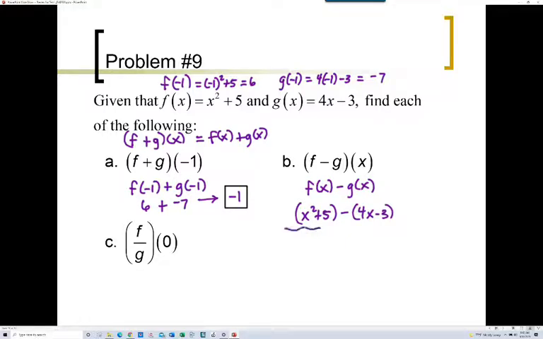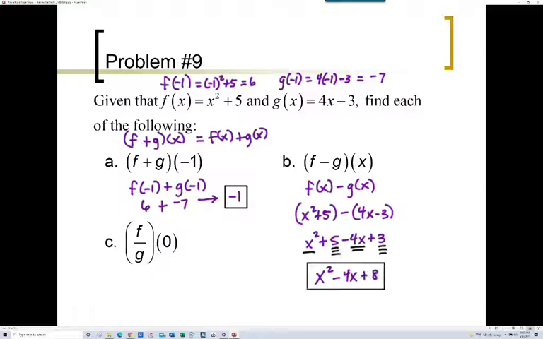Now, the parentheses don't really matter on the first one, but on the second parentheses, you're going to have to distribute the negative, so it makes a difference. If you don't use parentheses, you'll end up with the wrong answer there. So we end up with x squared plus 5 minus 4x plus 3, which, let's see, we only have one x squared term and only one x term. We can combine the 5 and 3, and we get 8. So x squared minus 4x plus 8.